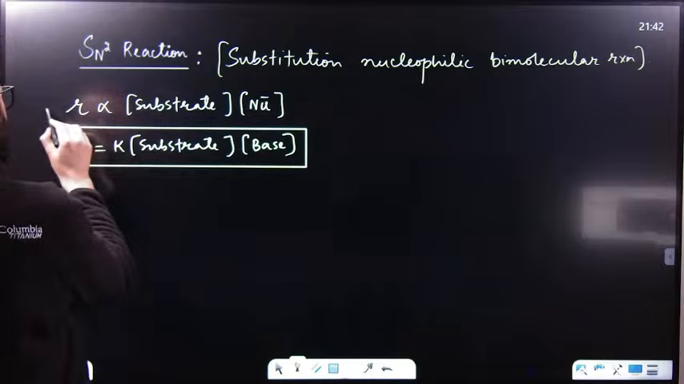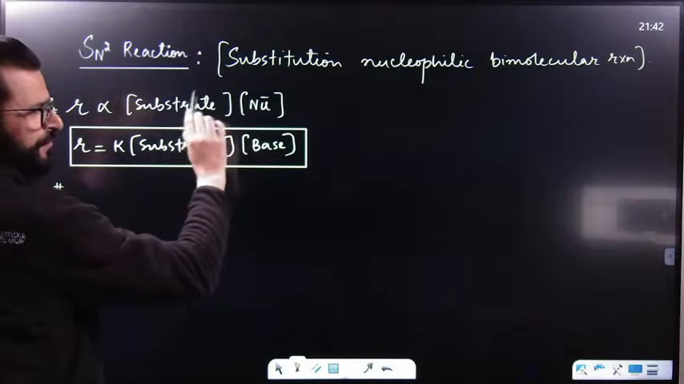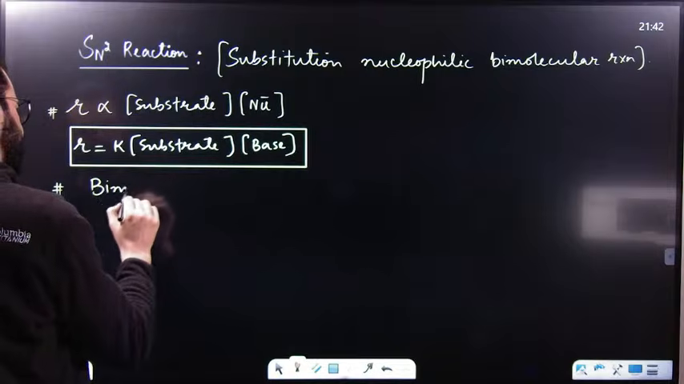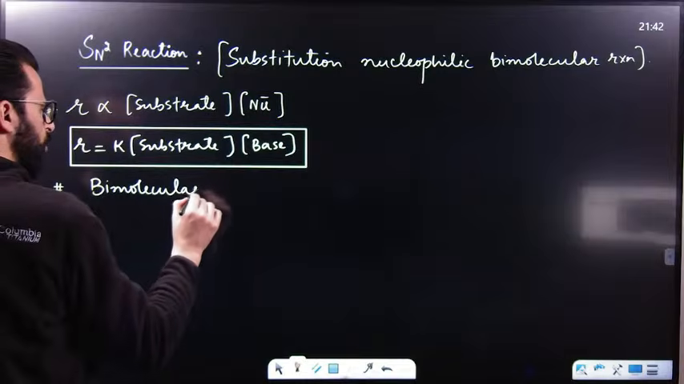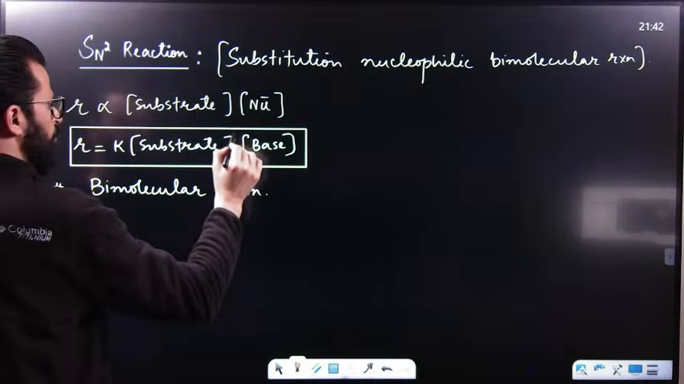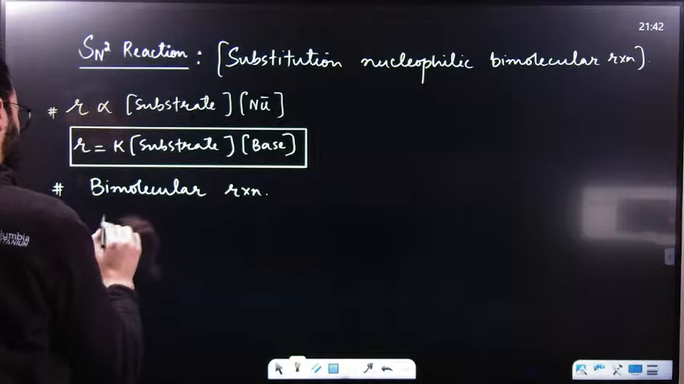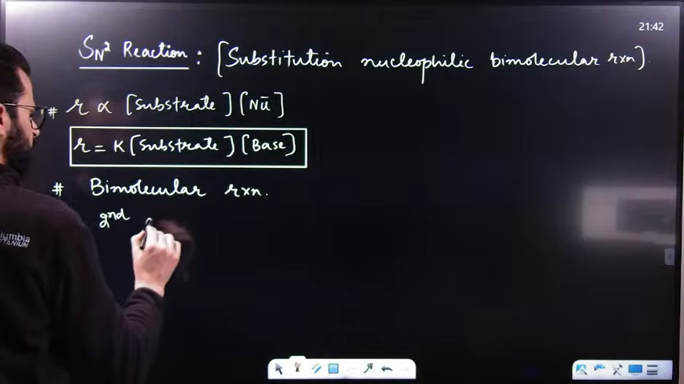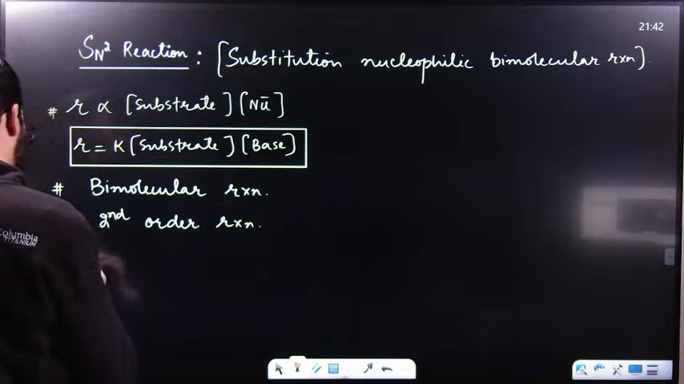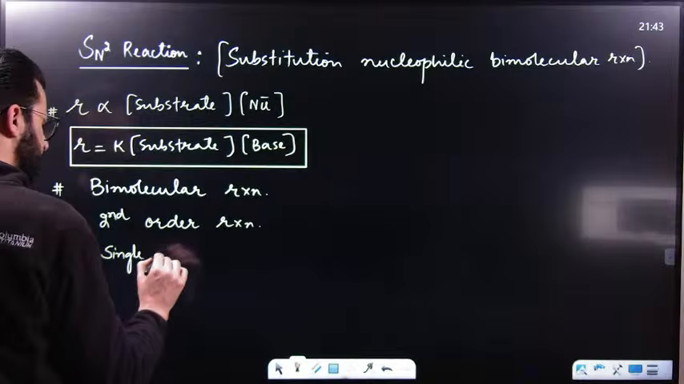Now, this is point number one. From this, it is clear that our reaction depends on two different species, the substrate and the nucleophile, so this is what we call a bimolecular reaction. Also, each concentration term has a coefficient of 1, so 1 plus 1 is 2. That means it has second order kinetics, it is simply a second order reaction. The next point is, this reaction is a single step reaction.